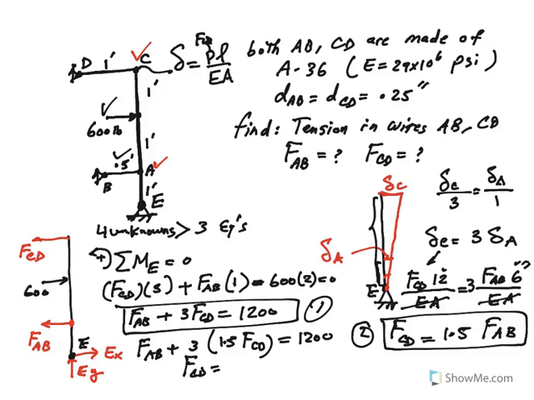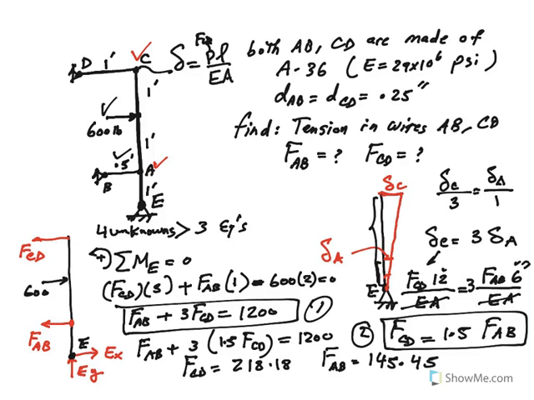1200 divided by 5.5, 218, sorry guys. And then FAB would be this number divided by 1.5. See that? So we got the forces or the tensions developed in the wires.